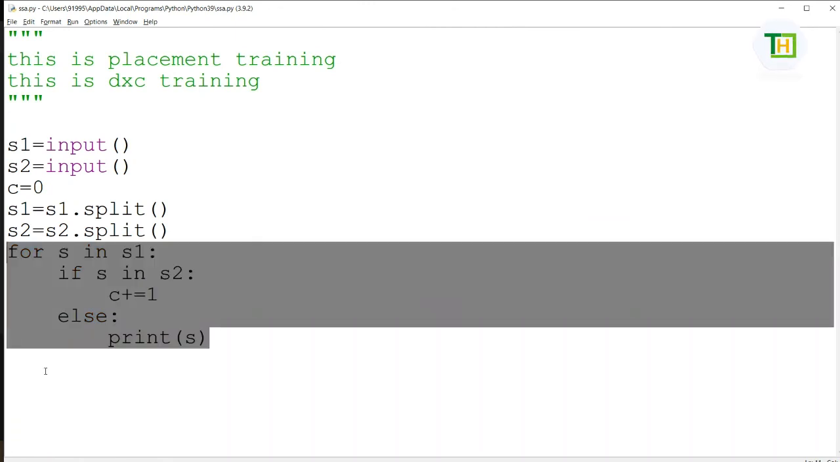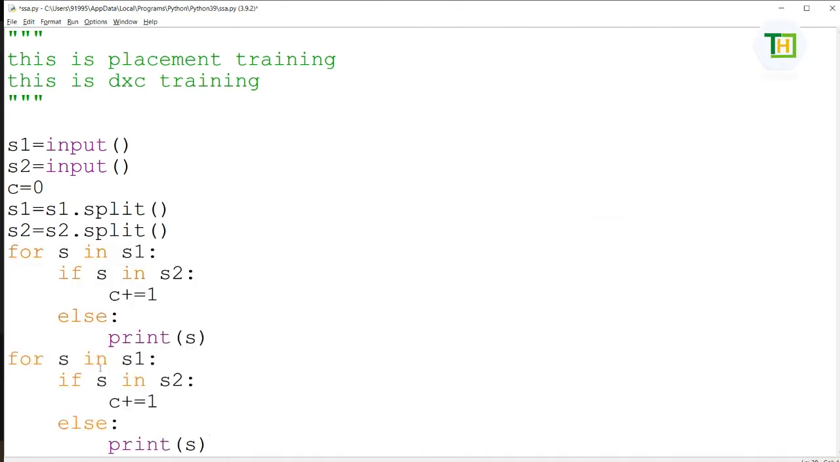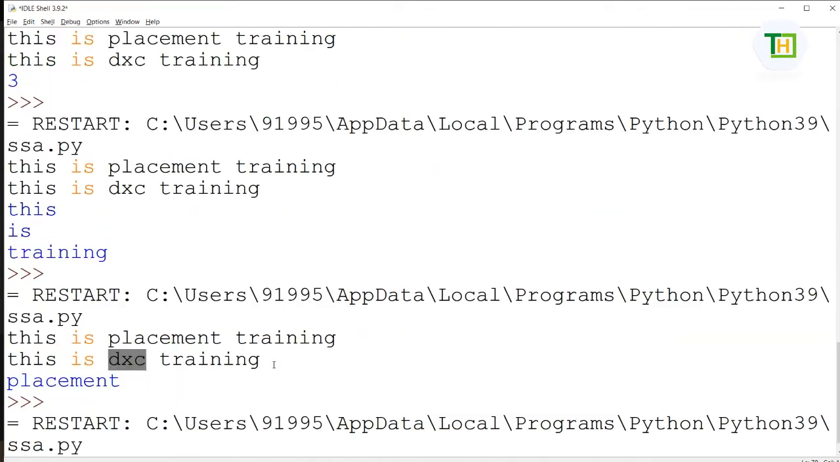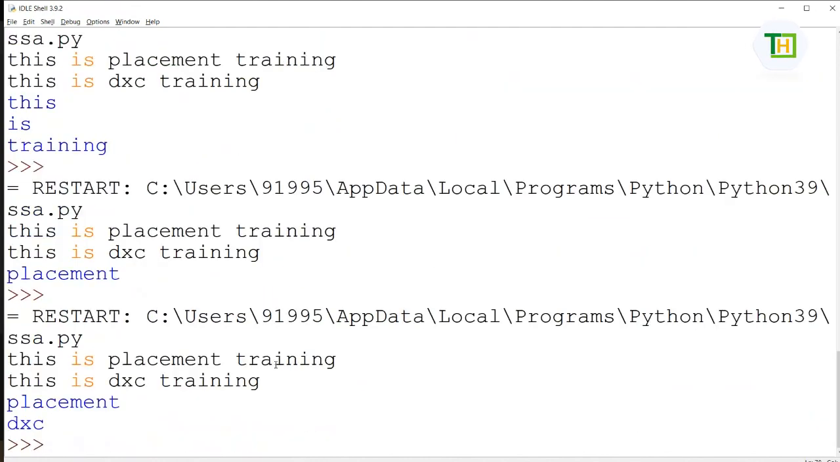And I'm going to write here S2 and here I'm going to write S1. If I write here, these two are the non-repeated, not common words in S1 and S2. Do you understand what I'm writing here?